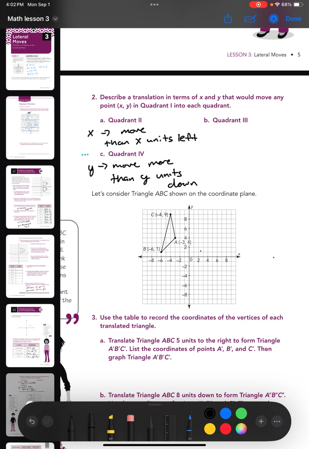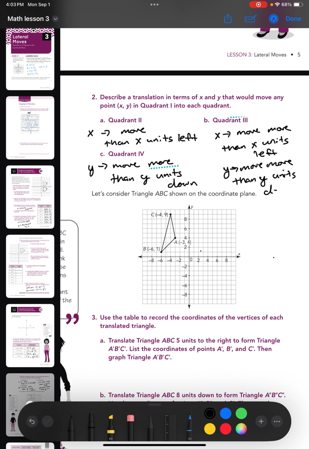And then combine those to get in quadrant 3. We have to go left and down. So it's kind of a combination of those two. The X would have to move more than X units left, and the Y would have to move more than Y units down.